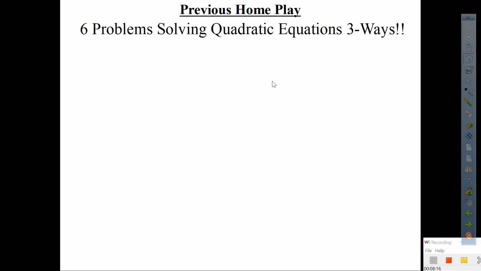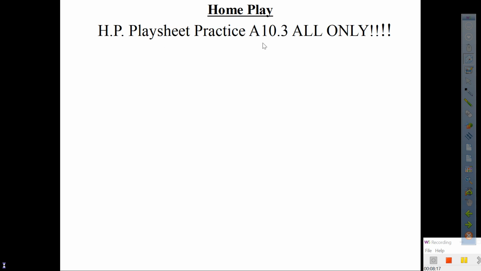And once again, tonight's home play is going to be play sheet practice A 10.3. It's on Canvas and it's on Nearpod. And I'll give you some time for that so we can get started. There's our objective. Get your Cornell note ready. You do need a fair model today.